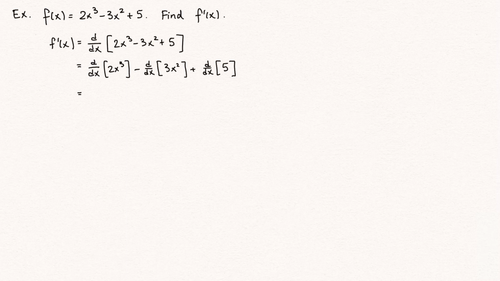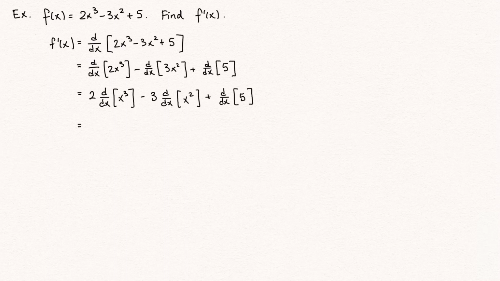So we can rewrite this as 2 times the derivative of x cubed, pulling the 2 out of the derivative, and then this one as well, minus 3 times the derivative of x squared, and then plus the derivative of 5. So now let's apply the derivative onto each of these terms.